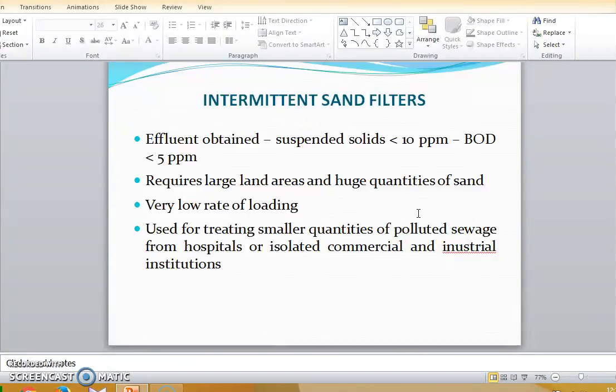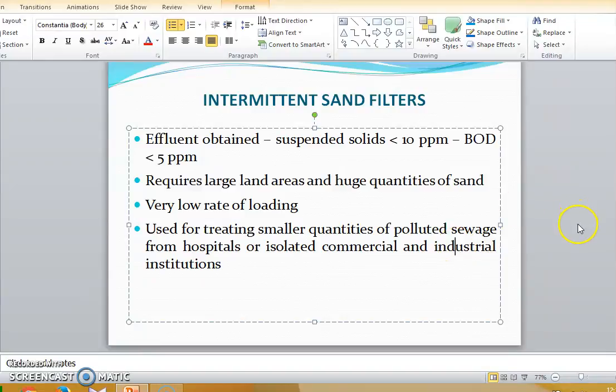So here also the effluent obtained contains suspended solids less than 10 ppm, and the BOD will be less than 5 ppm. But the disadvantage is that the intermittent sand filters require large land areas and huge quantities of sand, and there will be a very low rate of loading. So usually it is used for treating smaller quantities of polluted sewage from hospitals or isolated commercial and industrial institutions.